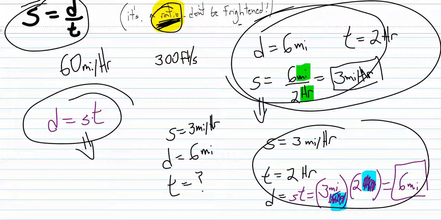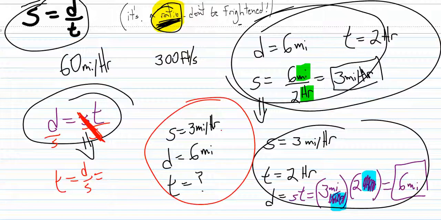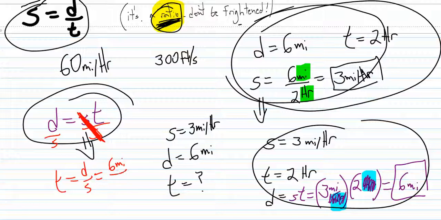What I need to do then is use my algebra. So if I've got t multiplied by s, I want t by itself. So how do you get rid of a multiplied s? You divide by s. That cancels it out. But whatever you do to one side, you've got to do to both. So what we wind up with is t equals d over s. So now I can look at this problem right here. I'm going to put the d on top. That's going to be 6 miles. And I'm going to put my speed on the bottom. That's 3 miles per hour.